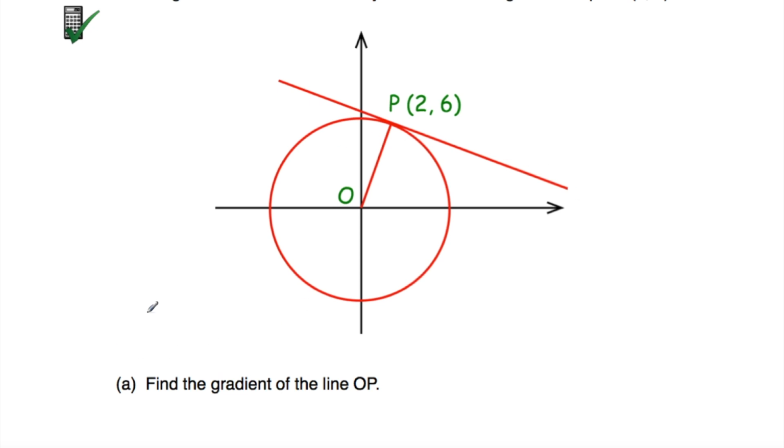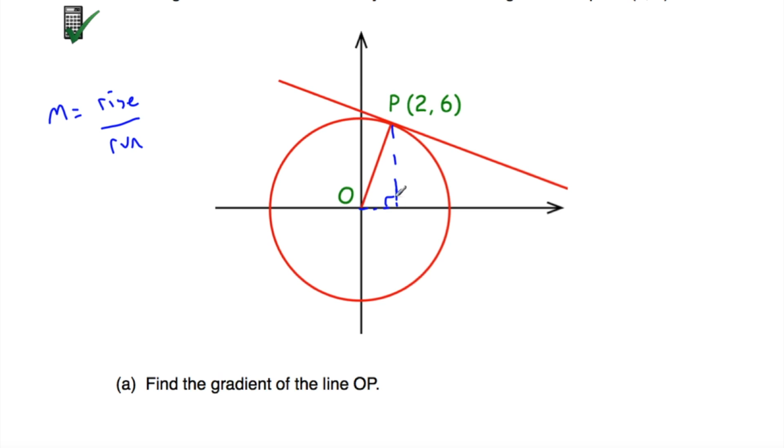So let's do that. So let's start off with part A, the gradient of OP. So we want to find the gradient of this radius. So what I'm going to do is I'm going to use the gradient m is equal to the rise divided by the run. So I'm going to make a little right angle triangle, just coming down there and across, and a little right angle there and across. So that's a right angle triangle.